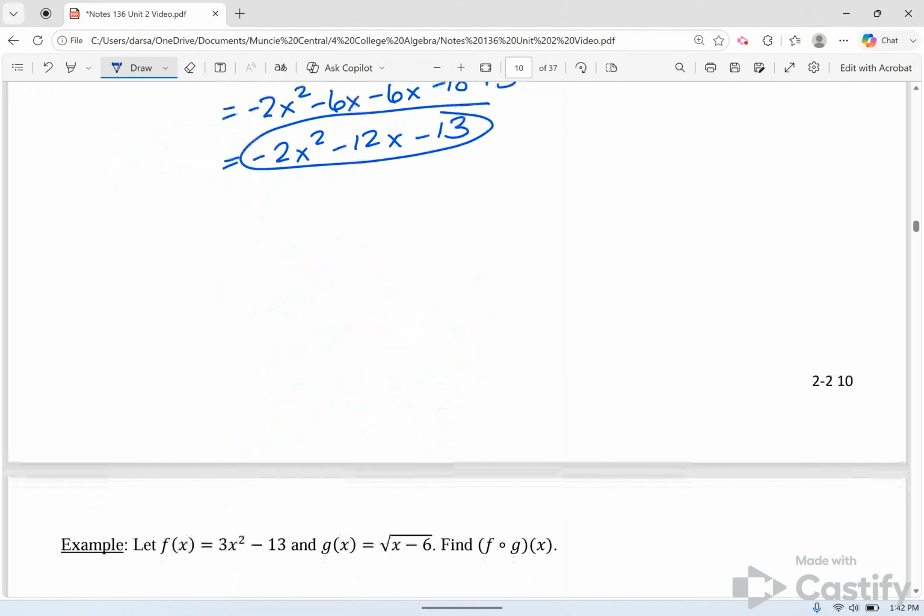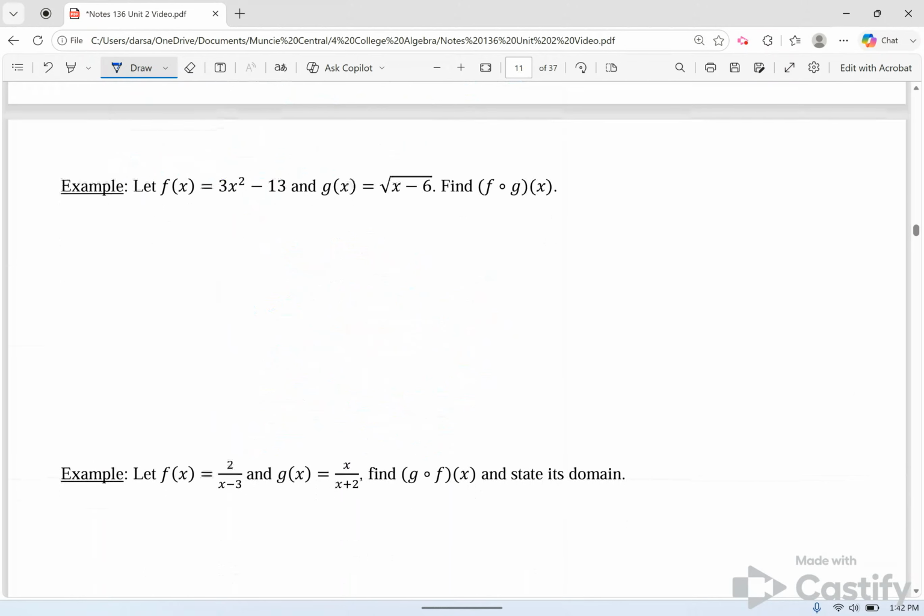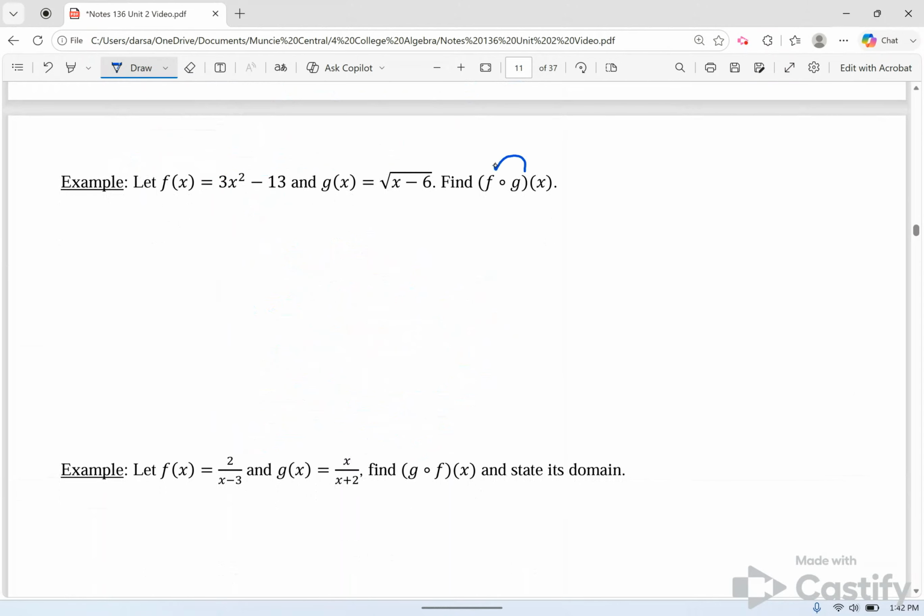These do get a little bit more complicated, so let's look at this next problem here. This time we're taking g of x and plugging it into the x's of f of x. So what is f of g of x? Take the g of x and plug it into the x's of f of x. So what is f of x? In this case, it's 3x squared minus 13. So 3x squared minus 13. And what are we plugging into that f of x? We're plugging in the square root of x minus 6.